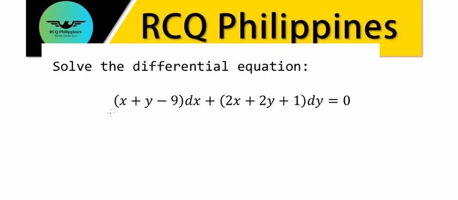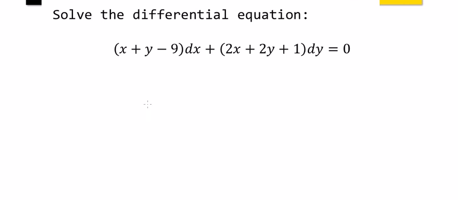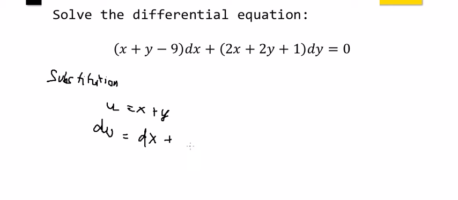We have an equation in here, and we know that we have x plus y, and we also have x plus y with number 2. So we can use substitution. So we put u equal to x plus y. Later we take the derivative on both sides, so you get du equal to dx plus dy.